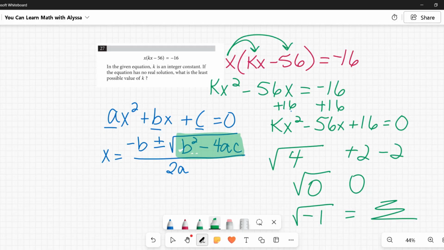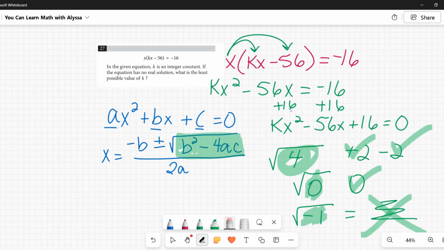If this b squared minus 4ac, the bit under the square root, is a positive number, you will have two solutions to that quadratic. If it turns out to be 0, you have one solution. If it turns out to be negative, you don't have any solutions. That little piece, b squared minus 4ac, has a fancy name. It's called the discriminant. And I really hope I'm spelling this right.